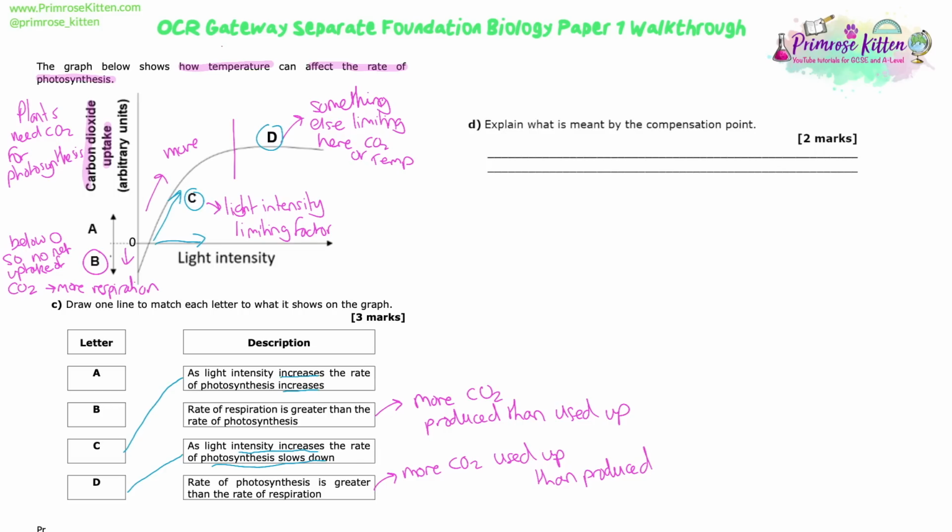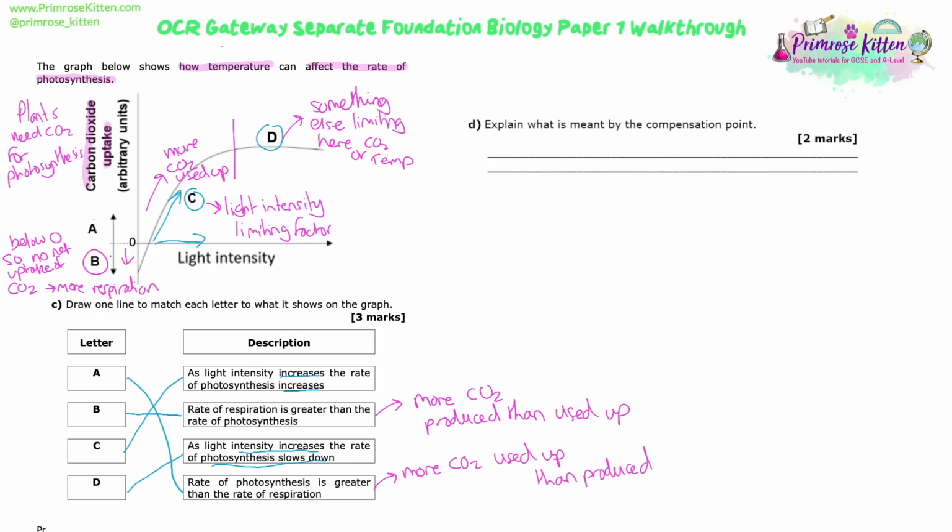So A is above that 0. More carbon dioxide is being taken up because you can see as the line goes up, or above that line, we're going up in terms of how much carbon dioxide is being absorbed. So that must be the one where the rate of photosynthesis is greater than the rate of respiration. And that makes sense because we said at B, we've got less than 0 carbon dioxide being absorbed. That must mean carbon dioxide is being given out instead, which must mean that more respiration is happening. So that makes sense for B.